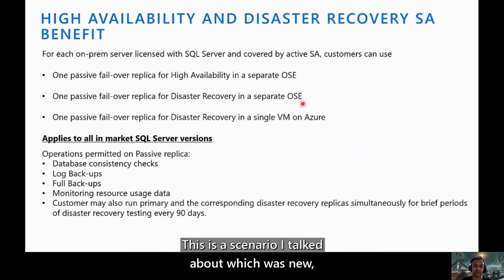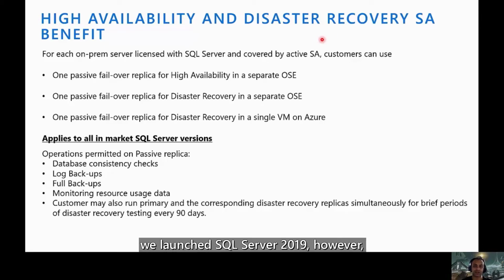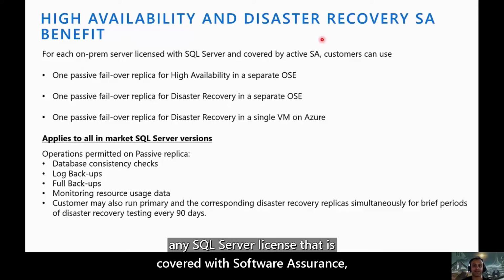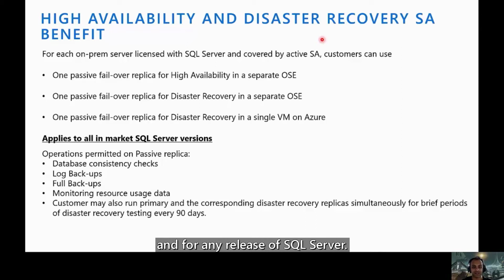So let's look at another scenario. This is the scenario I talked about, which was new, basically the high availability and disaster recovery benefit. We announced this benefit when we launched SQL Server 2019. However, a common question that we get all the time is, is this applicable for 2019 only? The answer is no. This benefit is applicable to any SQL Server license that is covered with software assurance and for any release of SQL Server.